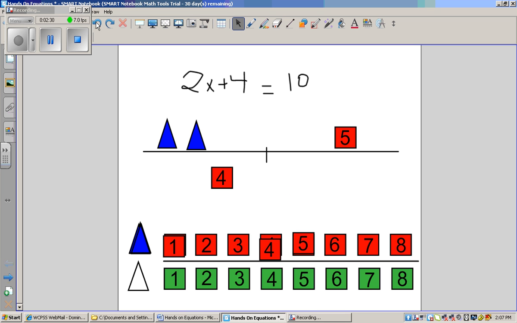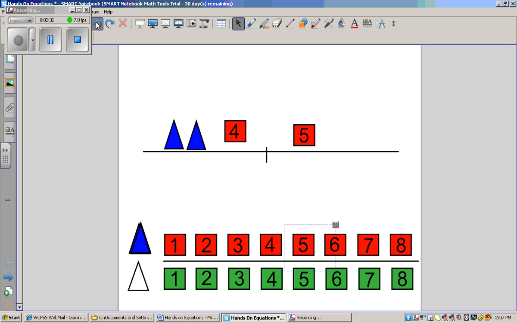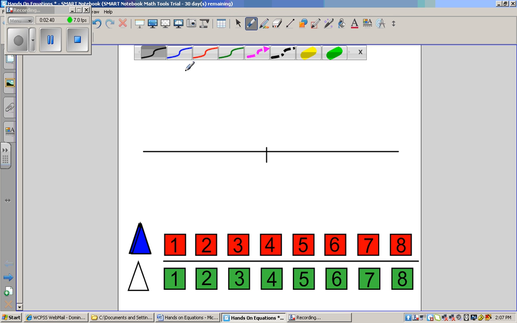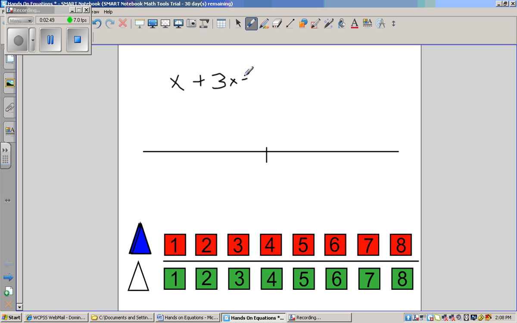Let me give you a little longer problem, just to practice some more legal moves. This problem is x plus 3x plus 3 equals x plus 18. Please pause and build this on your scale.